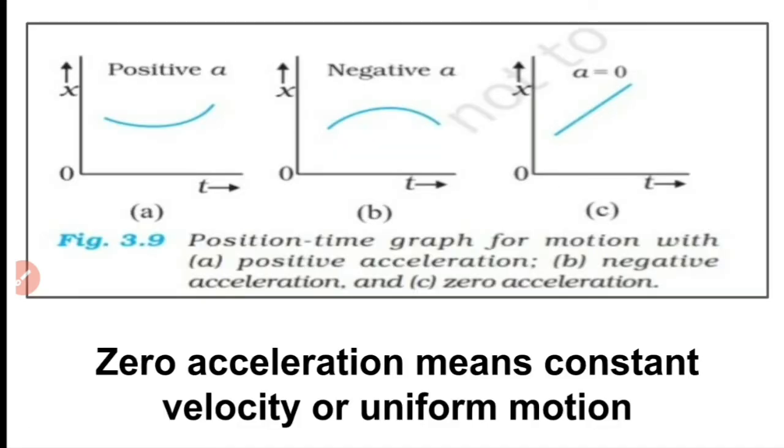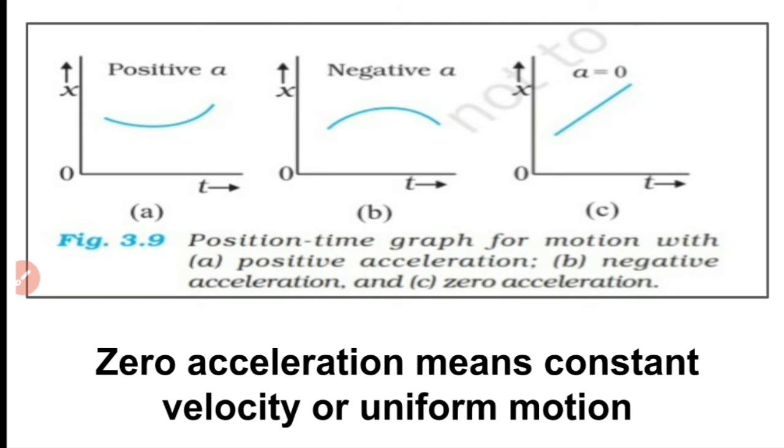Now this shows different graphs. I said acceleration can be positive, negative or zero. So how will the position time graphs of these objects be? That is what is shown in the diagram. When acceleration is non-zero, that is, not equal to zero, that type of motion will be non-uniform motion. We have already discussed non-uniform motion.